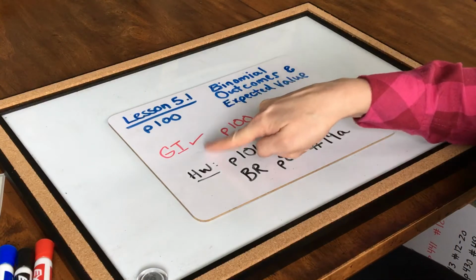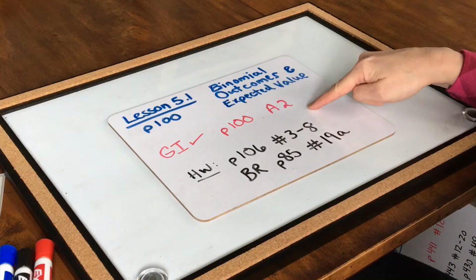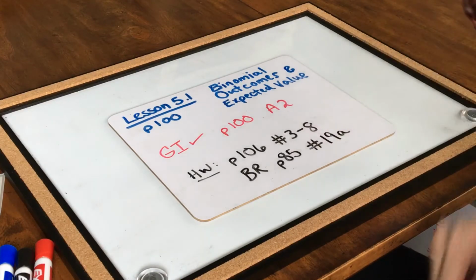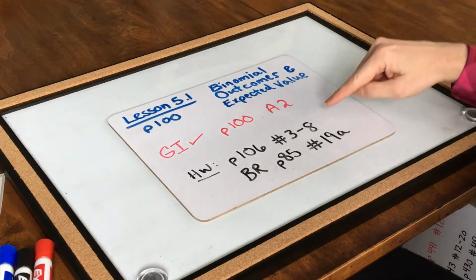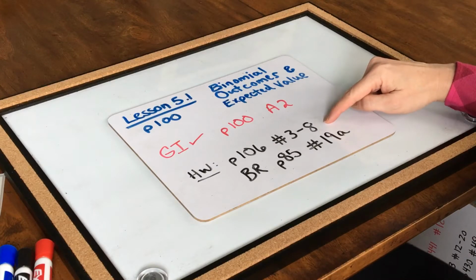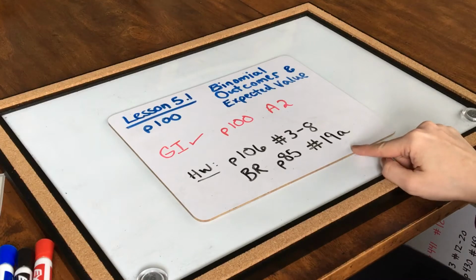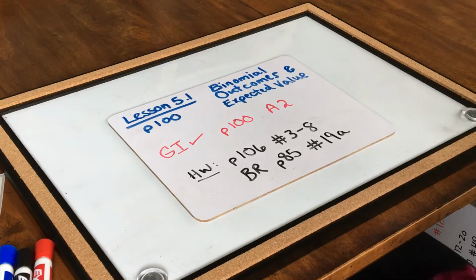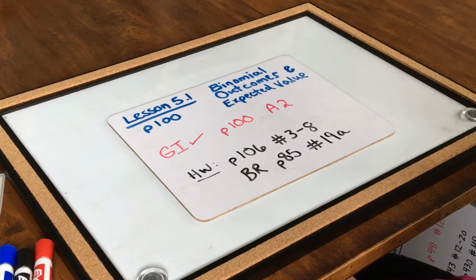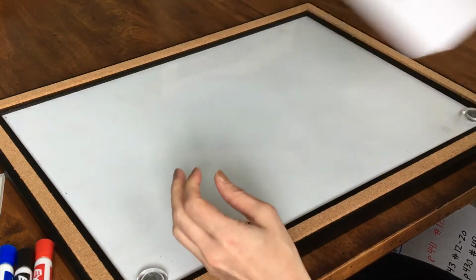Our Gotta Check is page 100, and we're going to be doing Gotta Check A2. Your homework for tonight is page 106, numbers 3 to 8. Our bell ringer today is page 85, number 19A. This bell ringer is another one of those free throw situation problems. It gives you a free throw percentage, and you need to make the area model and determine what the percentages are for 2 points, 1 point, and 0 points. Okay, let's get started.